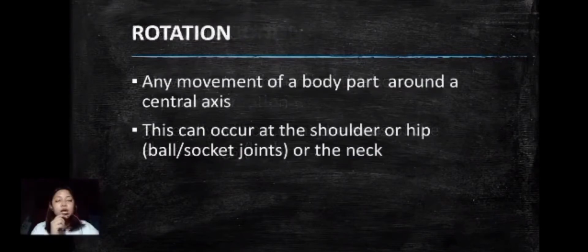Next is rotation. Any movement of a body part around a central axis. This can occur at the shoulder or hip ball-and-socket joints, or the neck. So an example is turning your head from side to side, like this. So that's the example of rotation movement.